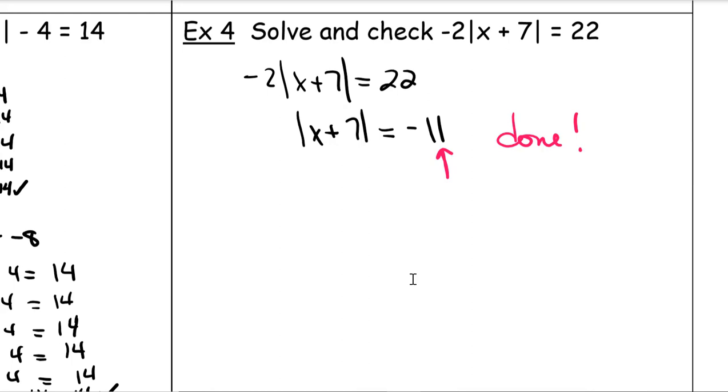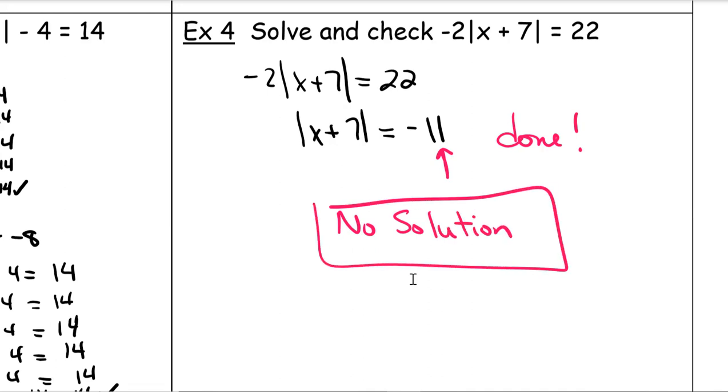Now later in other courses you'll talk about moving left or right, but for now, you can't have the absolute value of anything equal to a negative number. So there is no solution. That's what we say when we end up with something like that. So there's no solution to this problem.